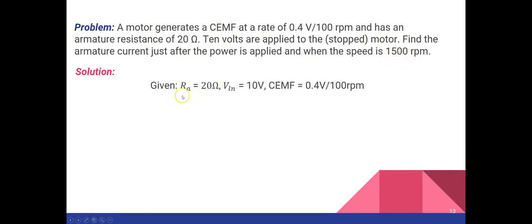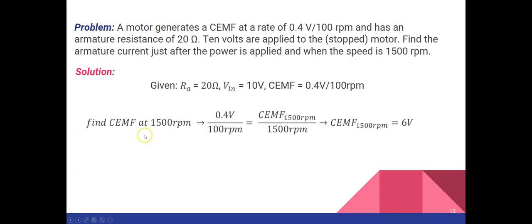So you have all these things given, and then you can calculate the back EMF at 1500 RPM by this ratio formula. If you do the calculation, you will get 6 volts. Then at 0 RPM you can find out the armature current. Putting the value of line voltage, which is 10 volts, and counter EMF at 0 RPM, which is going to be 0, and RA is 20 ohm, you will get 0.5 ampere armature current. So this is at 0 RPM.